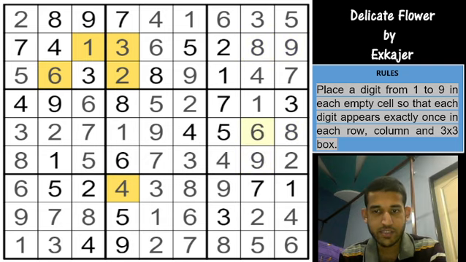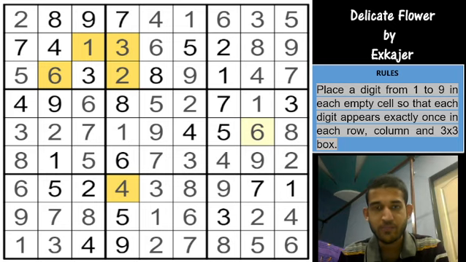And that's a 6. With that, I've completed this delicate flower Sudoku by Exkajer. It was an excellent one. It illustrated the technique really well.